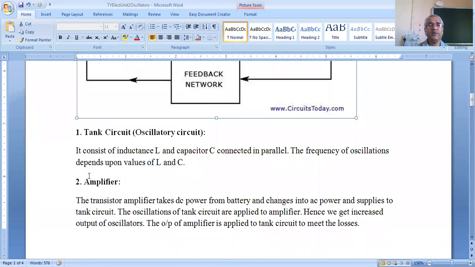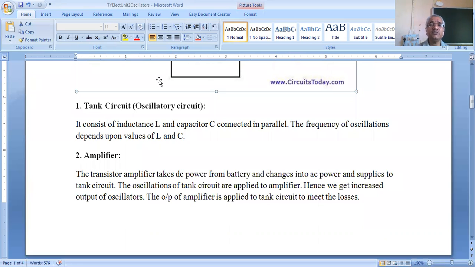Again let us repeat. The tank circuit, the oscillatory circuit, consists of inductance L and capacitor C connected in parallel. The frequency of oscillation depends upon the values of L and C. So the tank circuit is made from L and C, and they are connected in parallel, and the frequency of oscillation depends upon the values of L and C.